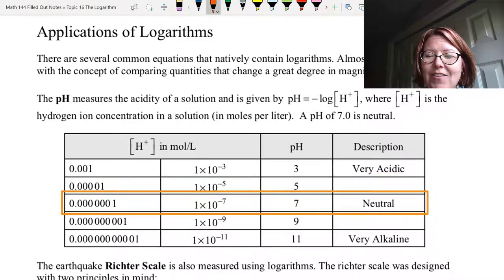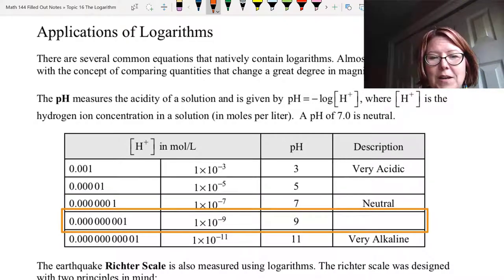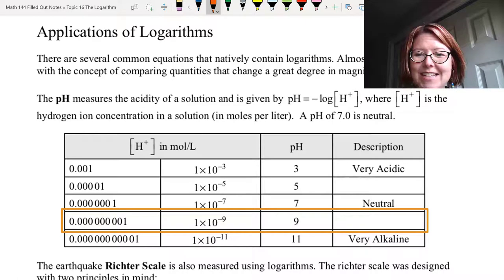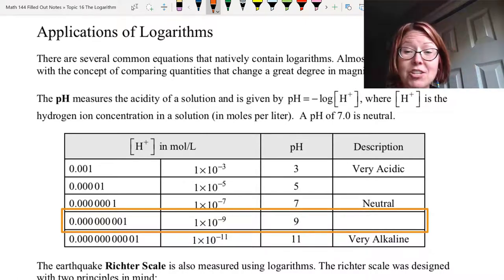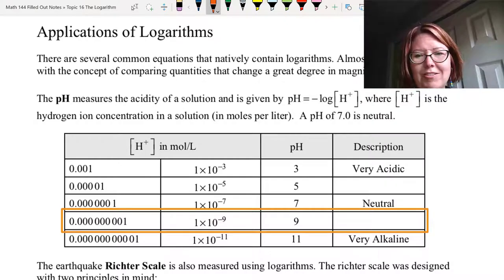In the third line, we have a hydrogen concentration of 0.000001 moles per liter, or 1 times 10 to the negative seventh in scientific notation. This is a pH of 7, and this is neutral. This is like the pH of water. On the next line, we have 0.000000001, or 1 times 10 to the negative 9th. That's a pH of 9. It's a somewhat alkaline solution, but not super alkaline.